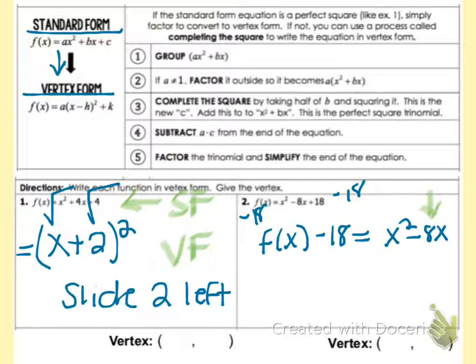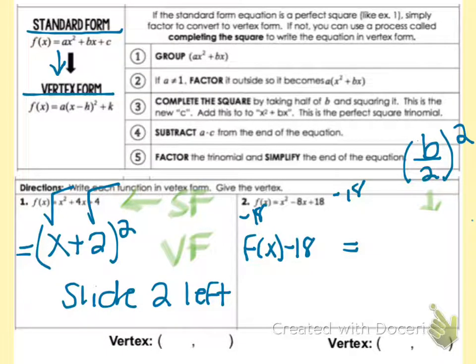Since this starts off with 1, I think what is the middle term if I just cut it in half and square it? So I'm going to use this little formula, and this works again for any of these that start off already with a 1 on x squared. So it's going to be b divided by 2, squared, okay? So half of negative 8 is negative 4. If I square negative 4, I get 16. So I just added 16, but I also have to add 16 to the other side.